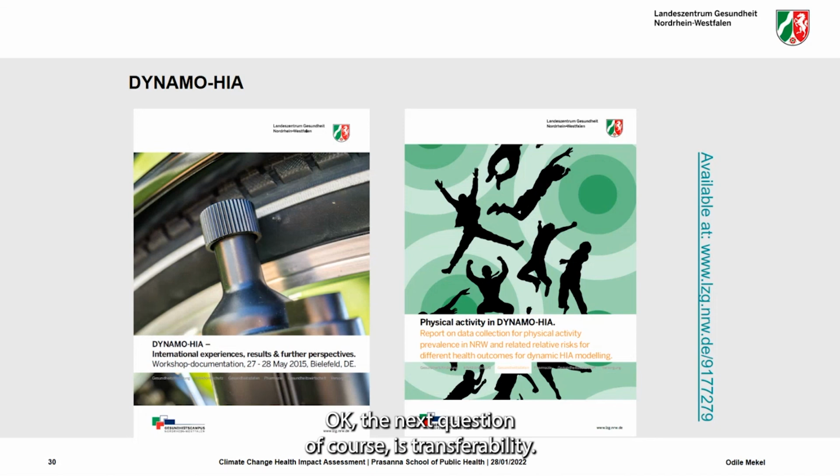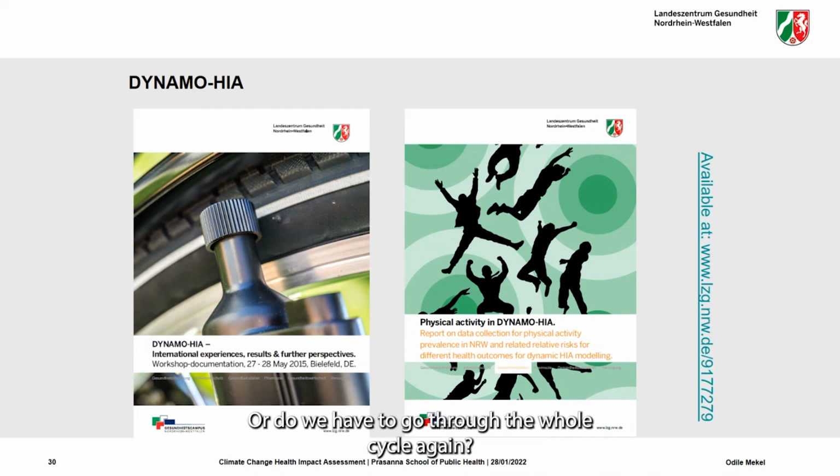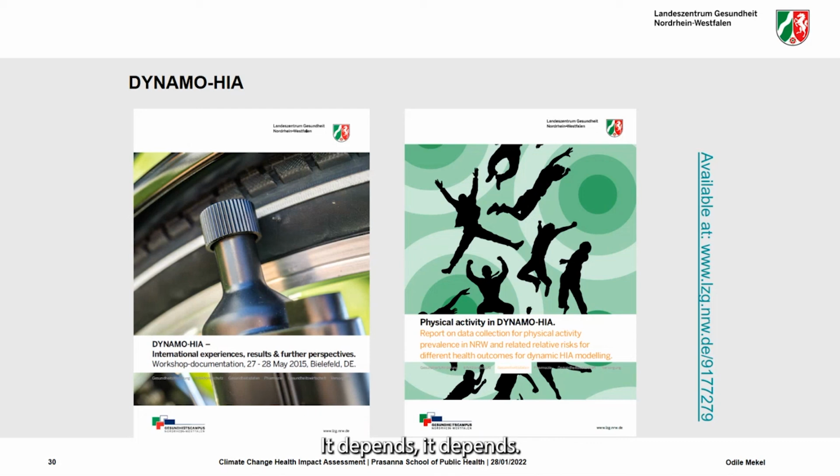Okay, the next question, of course, is transferability. Can these results be transferred and used in another setting? For example, there might be the same problem. Can they say, oh, in Northern Westphalia they did it and they got the following results, so we can just adopt them, or do we have to go through the whole cycle again? It depends. It depends how similar your population is, how similar the baseline health status is. Such things are also relevant for doing this kind of modeling exercises.